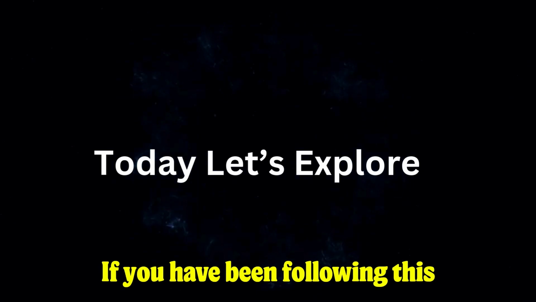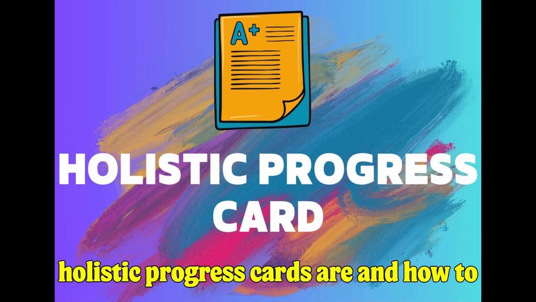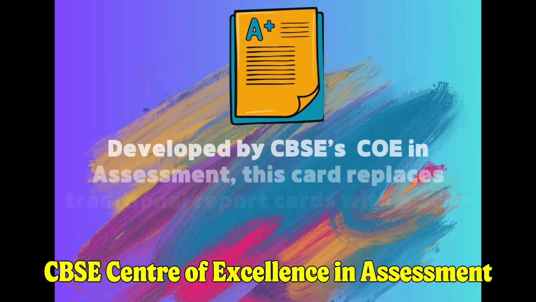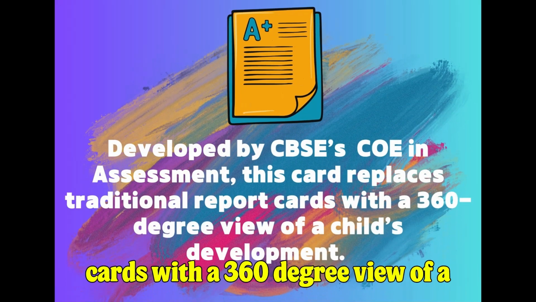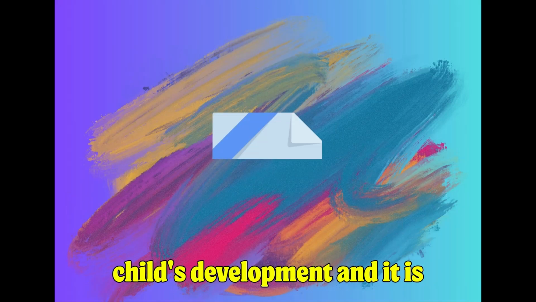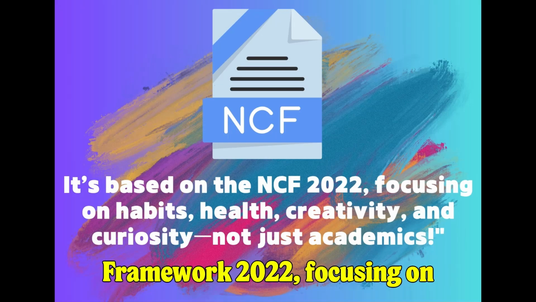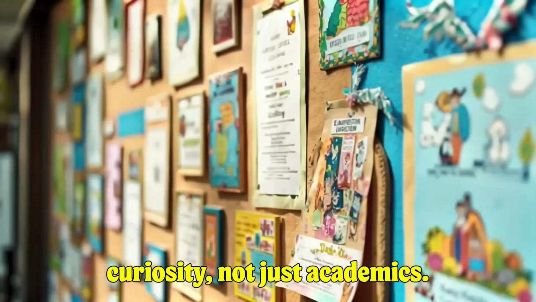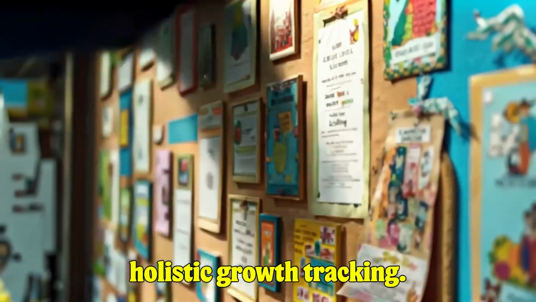If you have been following this series, you know we have covered what holistic progress cards are and how to create them. Developed by CBSE Center of Excellence in Assessment, this card replaces traditional report cards with a 360-degree view of a child's development. It is based on the National Curriculum Framework 2022, focusing on habits, health, creativity, and curiosity, not just academics. No scores, no stress, just holistic growth tracking.